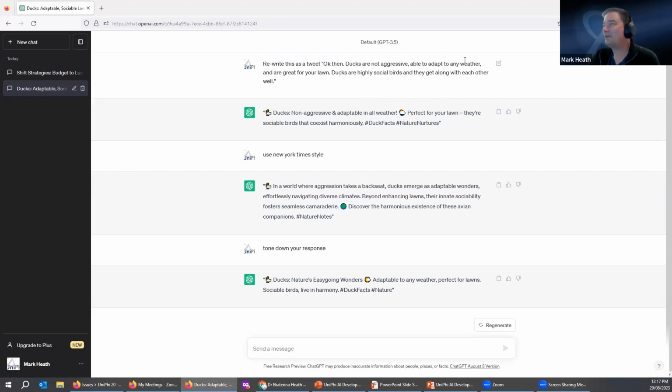It says, okay, ducks are not aggressive, able to adapt to any weather, and are great for your lawn. Ducks are highly sociable birds and they get along with each other. And this is what it came up with: Ducks, non-aggressive and adaptable in all weather, perfect for your lawn. They're sociable birds that coexist harmoniously, and then it put some hashtags in there. So then I said, okay, that's great, but now write it in New York Times style. And it goes, in a world where aggression takes a back seat, ducks emerge as adaptable wonders, effortlessly navigating diverse climates. Beyond enhancing lawns, their innate sociability fosters seamless camaraderie. Discover the harmonious existence of these avian companions, right?